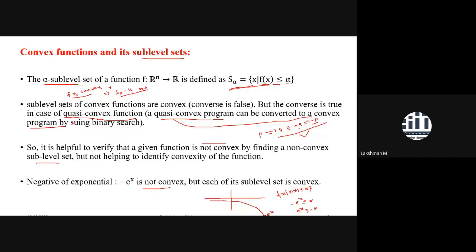If you want to remove the exponential, you can take a logarithmic approach, but logarithm is not defined for negative numbers. So similarly you will get a sublevel set where x is greater than some quantity. This kind of thing will come. So here you can see that this sublevel set is a convex set. Similarly, you can define several sublevel sets, and any sublevel set you define would be a convex set, a one-dimensional convex set. That is just one example here.